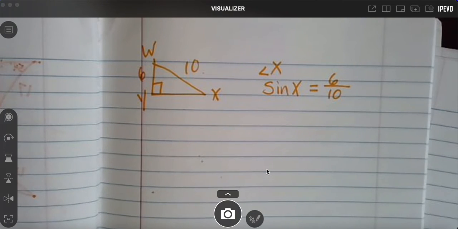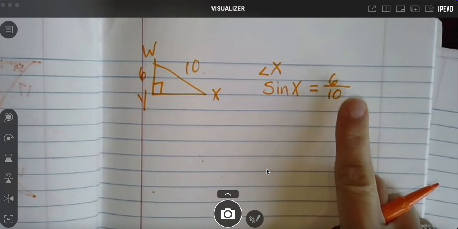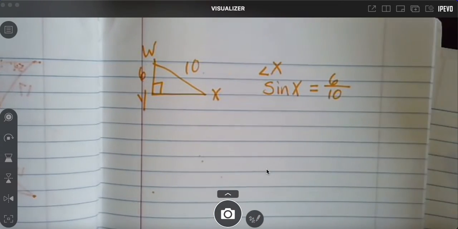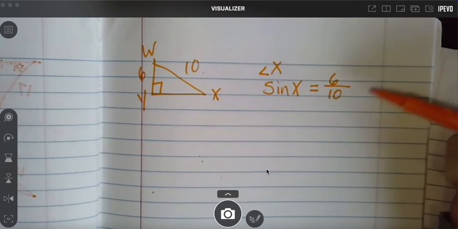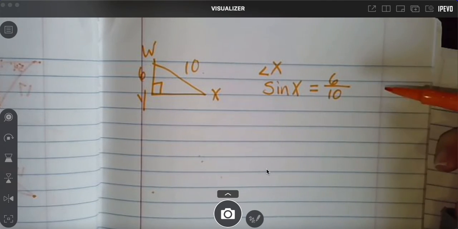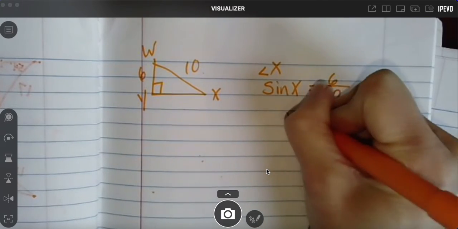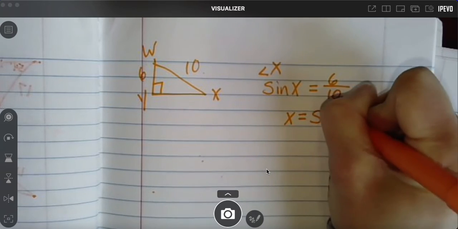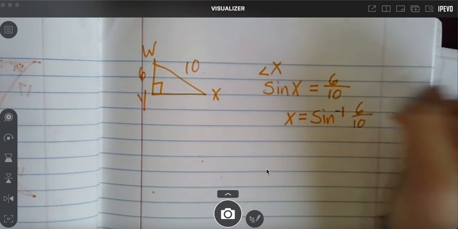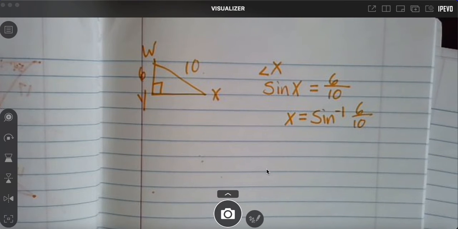This is all a calculator problem. Once you set it up, if you were solving for X, what would you do with that sine function to move it? Well, you take the inverse. This is what you're going to do: sine inverse of 6 over 10. Or if you had reduced it, that's fine.